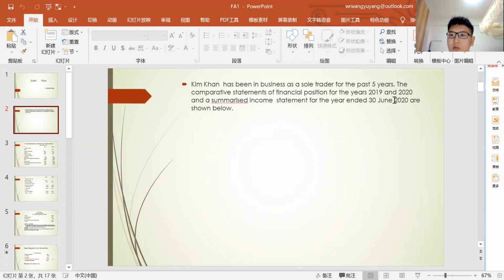This is the problem. Income has been in business as a solo trader for the past 5 years. The statements of financial position for the years 2019 and 2020 and a summarized income statement for the year ended 30 June 2020 are shown below.